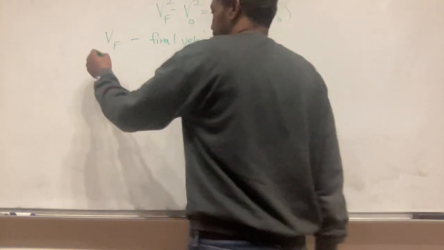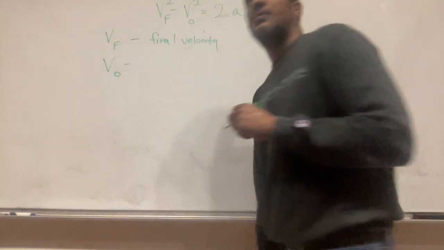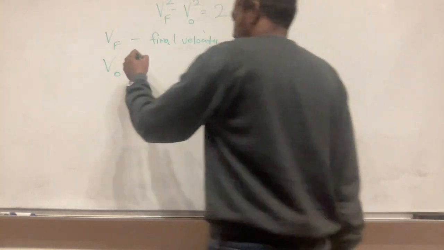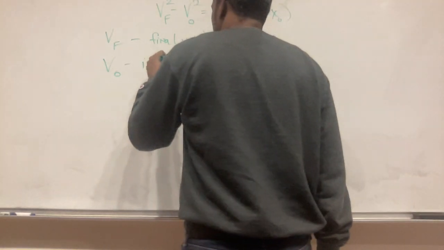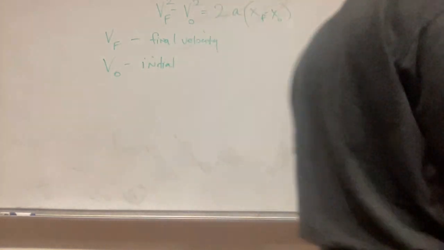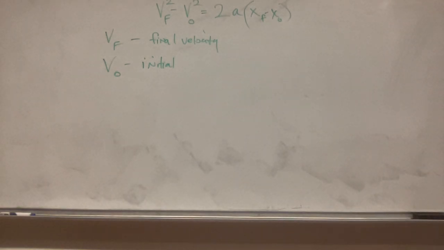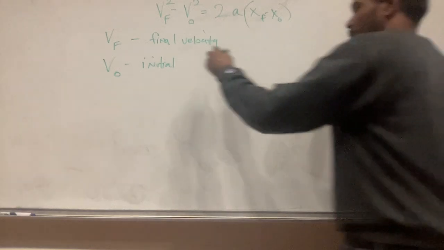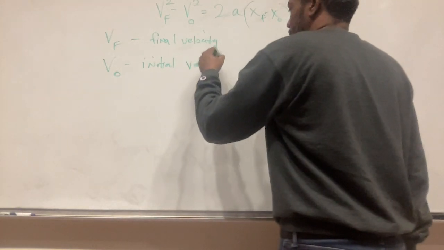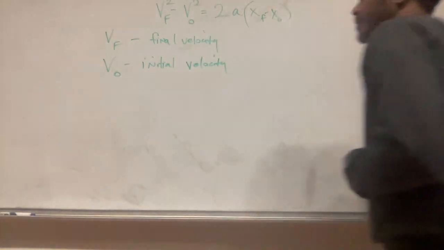So V sub naught is obviously what? Initial velocity. How fast you started out and how fast you ended up. That's important. All right.